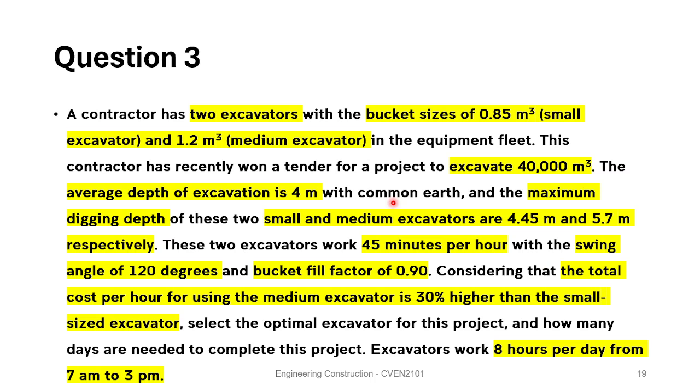So the first question talks about excavators. Okay, so we have the different bucket sizes and we want to excavate this 40,000 cubic meters with an average depth of 4 meters. And the maximum digging depth is different for the small and medium excavators. So you have 4 meters for the small excavator and 5.7 meters for the medium excavator. They work 45 minutes per hour. The swing angle is 180 degrees and your bucket fill factor is 0.9. And it's just asking if it's actually worth it to upgrade to a medium excavator if it's 30% more expensive than a small size excavator. So that's essentially the question.